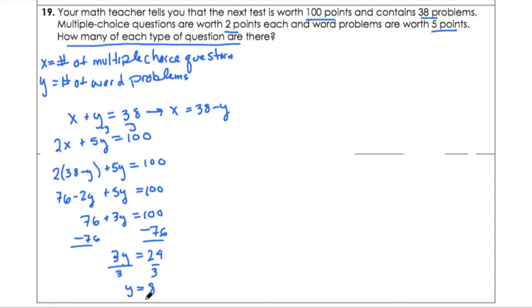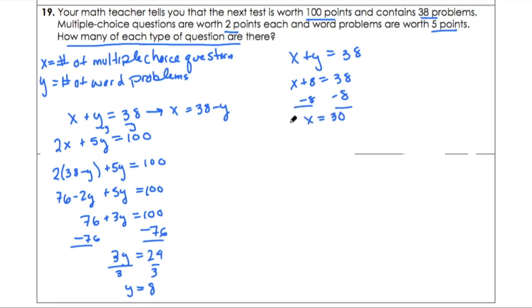Great. Now that we have Y, the number of word problems, let's go ahead and find X. So let's go to our original equation, X plus Y equals 38. And we'll plug in our 8 for Y. So X plus 8 equals 38. And if we subtract 8 from both sides, we get X is equal to 30.